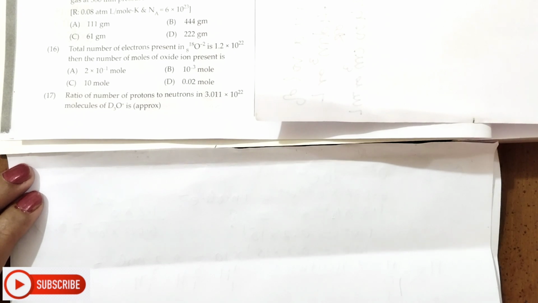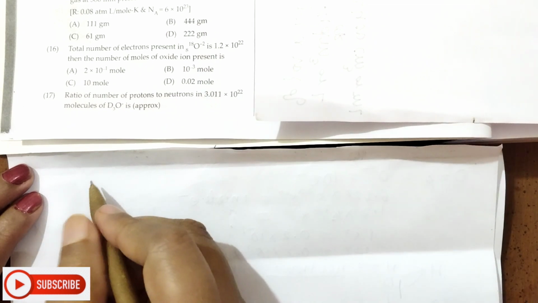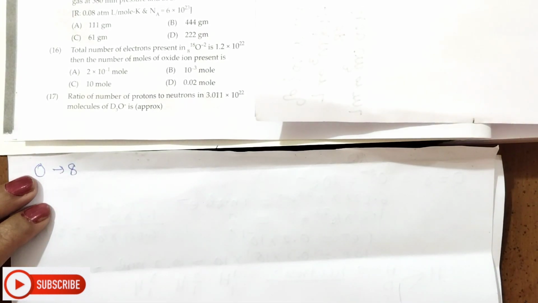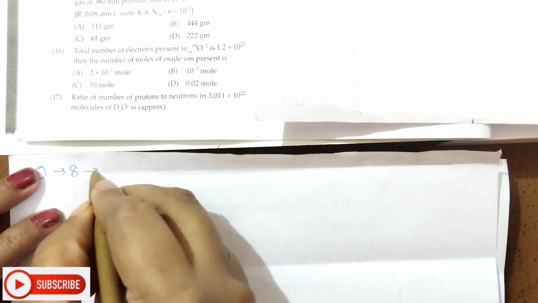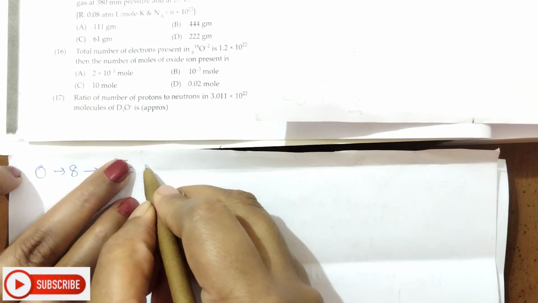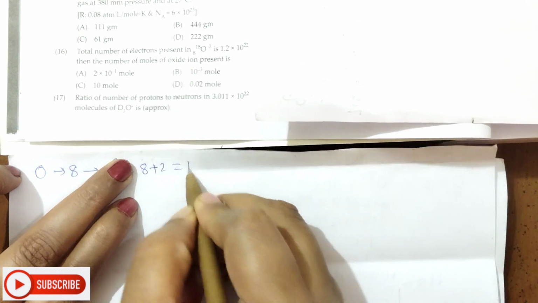See question number 16. Total number of electrons present in the oxide ion is 1.2 × 10^22. Then the number of moles of the oxide ion present is? Let us first calculate the total number of electrons present in the oxide ion. In oxygen, atomic number is 8, so its original 8 electrons are present. Now it is in the oxide form, that is O²⁻, so the total number of electrons will be 8 plus 2, that is 10 electrons in this oxide ion.